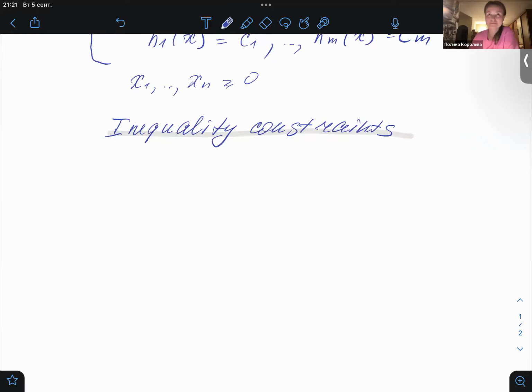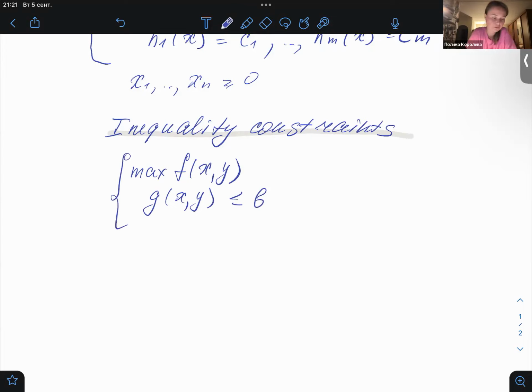Let's start with the simplest case, which we will actually use quite a lot. If we have one inequality constraint and two variables, we want to maximize the function f of x and y subject to this constraint. So we should solve such a problem. Let's draw the area for g, something like this. This is the boundary, and this is the area where the function g is less than or equal to b.